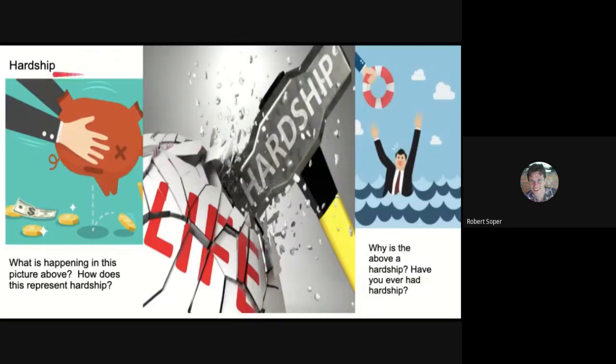Okay, let's talk about this word. Hardship. Hardship. Think about what this word might mean. Is it a positive word? Is it a negative word? Good. Hardship is a negative word. Why is it negative? What does it mean? Well, a hardship is something that makes your life difficult. So hardships are many things that make your life difficult.